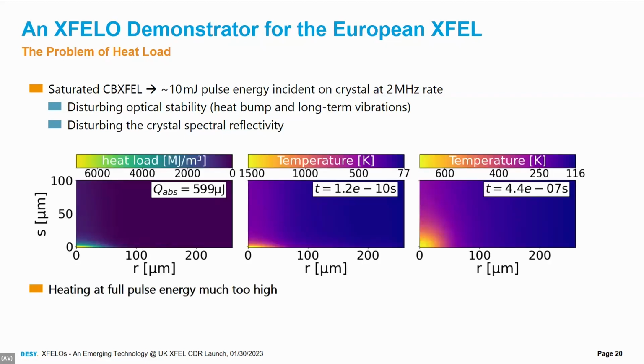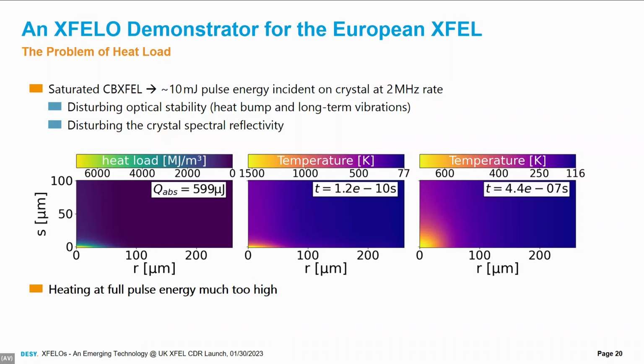And now looking at the simulation I showed you before, this would introduce 600 microjoule of heat load into the crystal, which would give rise to more than 1000 Kelvin in temperature, and even waiting for the next photon pulse to arrive, which is the point of interest for us, we would still be above 600 Kelvin. This is much too high. I don't really have to show any additional simulation about that. You can see that this would not be working.